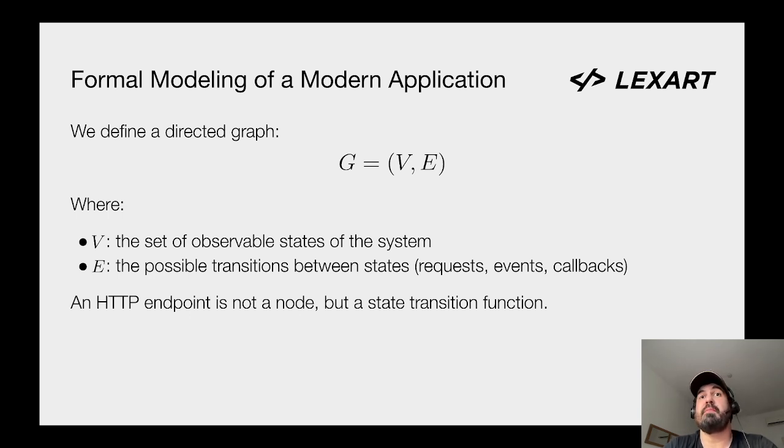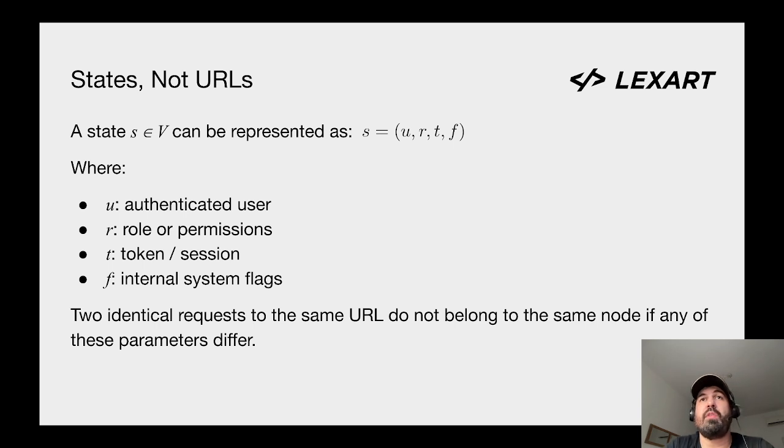The next important point is that an HTTP endpoint is not a node, but a state transition function. This is because an HTTP endpoint takes the system from one state to another depending on the input and the context. So now we need to understand why states and not URLs.